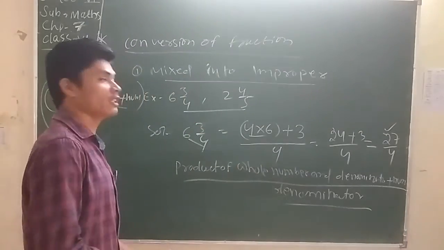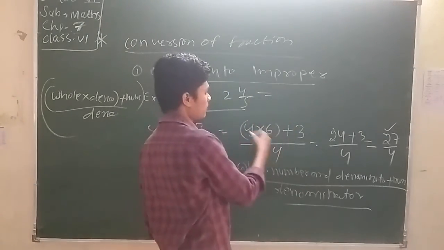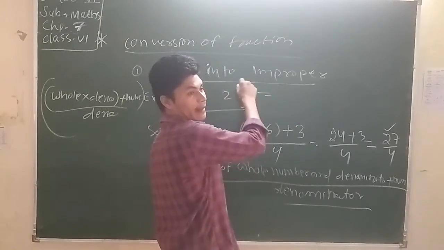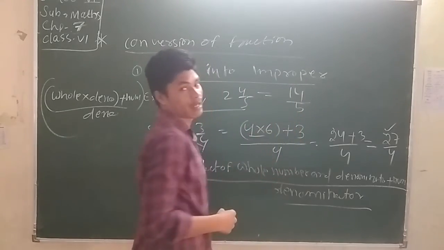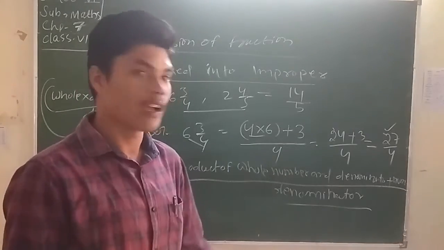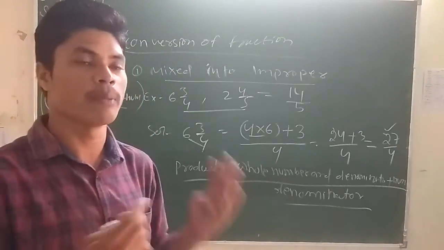Next we convert this one directly. 5 times 2 is 10, plus 4 equals 14. So 14 by 5. You can easily convert. Clear? That is how we convert a mixed fraction to an improper fraction.